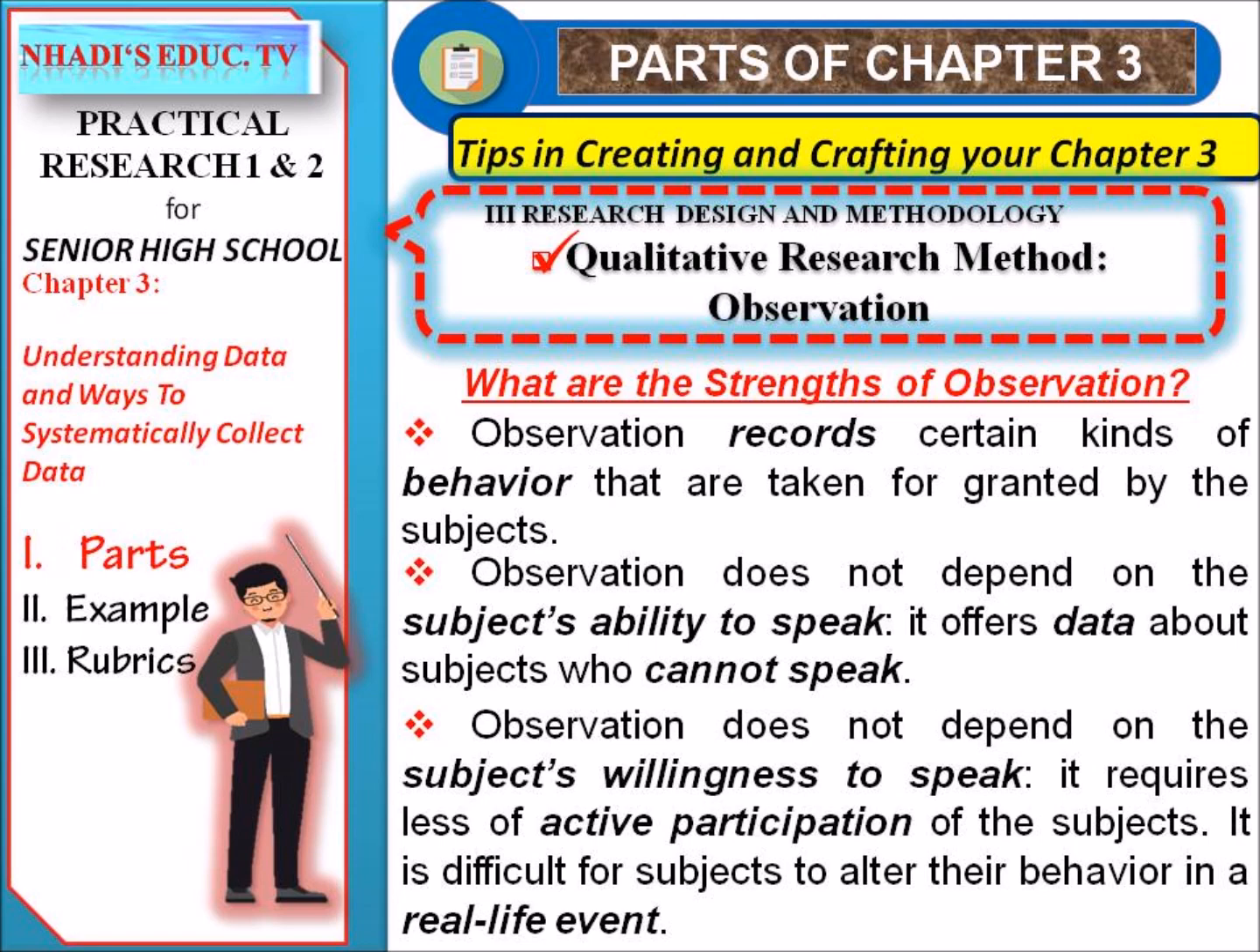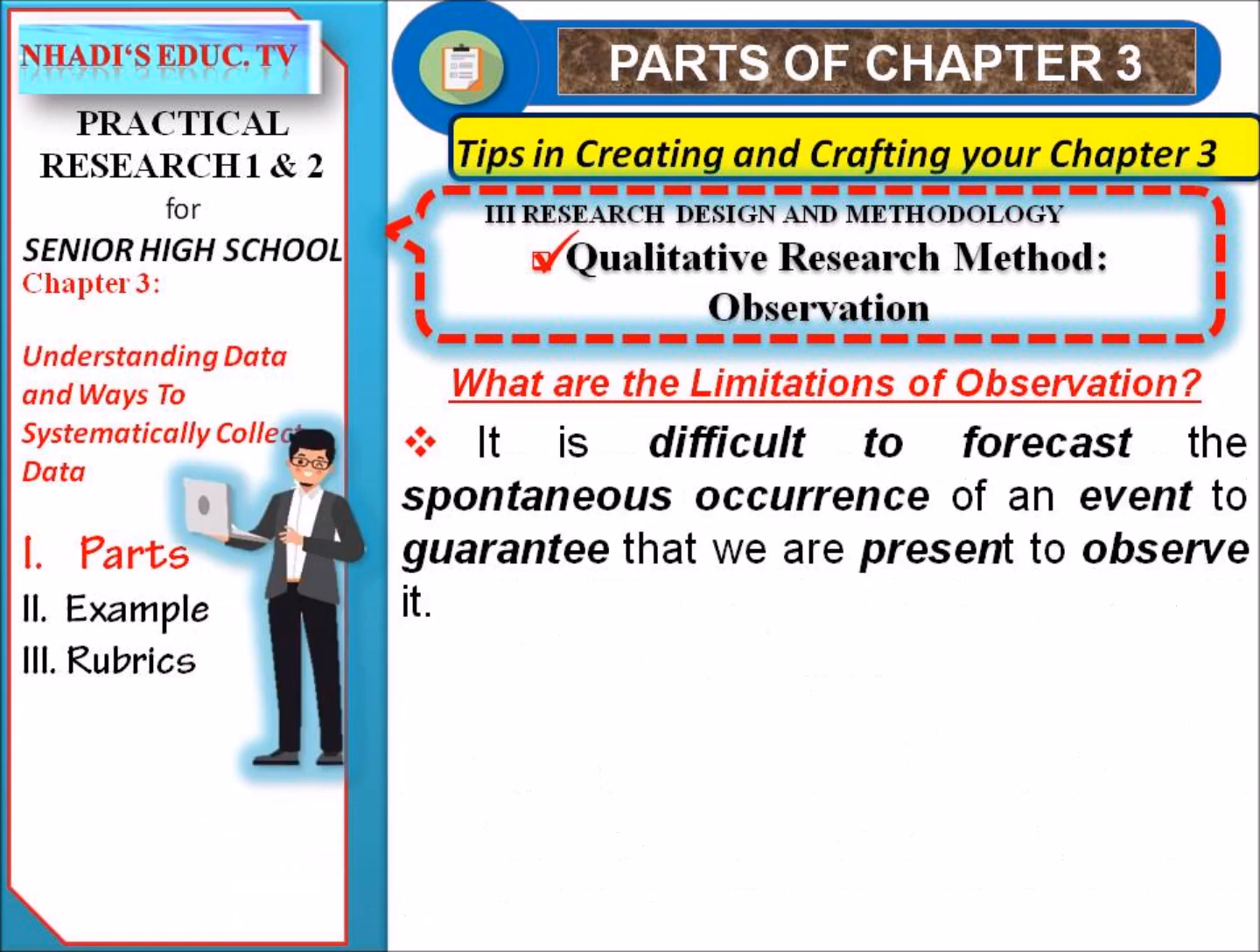It is difficult for subjects to alter their behavior in real-life events. For example, a busy housewife may not be willing to be interviewed but may consent to a researcher's observation of her activities. What are the limitations of observation? It is difficult to forecast the spontaneous occurrence of an event to guarantee that we are present to observe it.